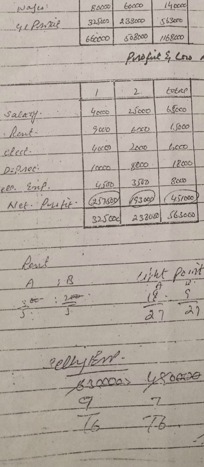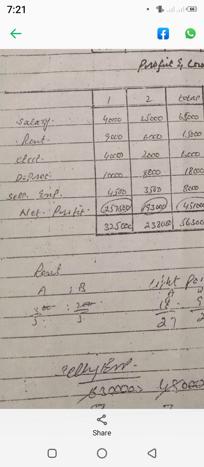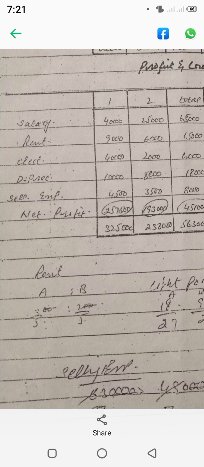25,000. Next one is rent, which is 15,000. Rent will be distributed on the basis of area occupied, and it's 300 and 200. So simplify it, you will get 3 and 2, and if you make a proportion, you will get 3 by 5 and 2 by 5. So 15,000 multiply 3 divided by 5, you will get 9,000. Again 15,000 multiply 2 divided by 5, you will get 6,000.